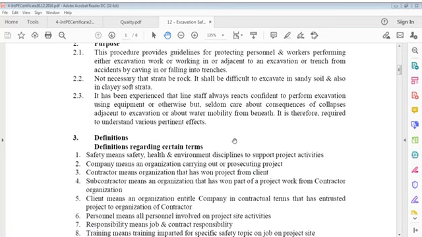Not necessarily is the strata rock. It is difficult to excavate in sandy soil and also in soft clay strata. It's been experienced that line staff always reacts confident to perform excavation using equipment or otherwise, but seldom care about consequences of collapse adjacent to excavation or about water mobility from beneath. It is therefore required to understand various pertinent effects.